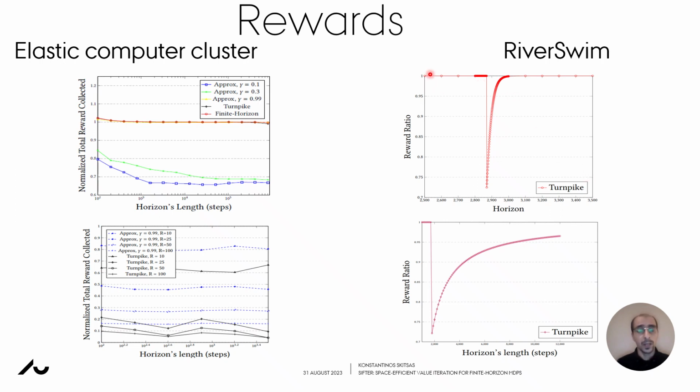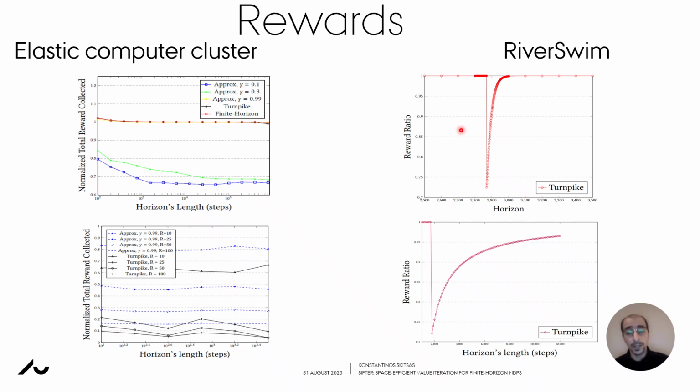And on the rewards, we can see again what we expected. In some MDPs, like the Elastic Computer Cluster, you will be able to use stationary policies and get really good rewards, like the exact solution. But if you have non-stationary rewards, like in the variation we did, where we gave random bonus rewards for every horizon and different state, you can see that a stationary policy cannot work well. The higher the bonus rewards, the lower the ratio between the stationary solution and the exact solution. You lose a lot of rewards.